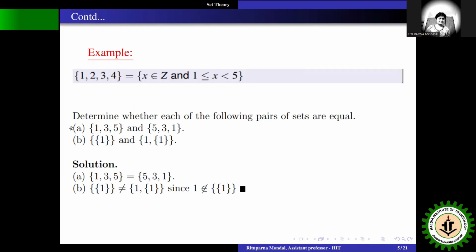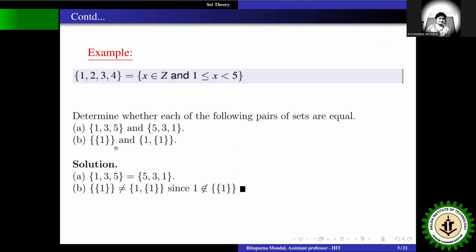Now if we take this example, here this set contains the elements 1, 3, 5, and this set also contains the elements 5, 3, 1. That means these two sets contain the same elements. So we can say that these two sets are equal sets. But for these sets, here this set contains only one element, and this set contains two elements. So from here also we can say that these two sets are not equal sets. One can say that here these sets contain the element 1, but this one doesn't belong to these sets.